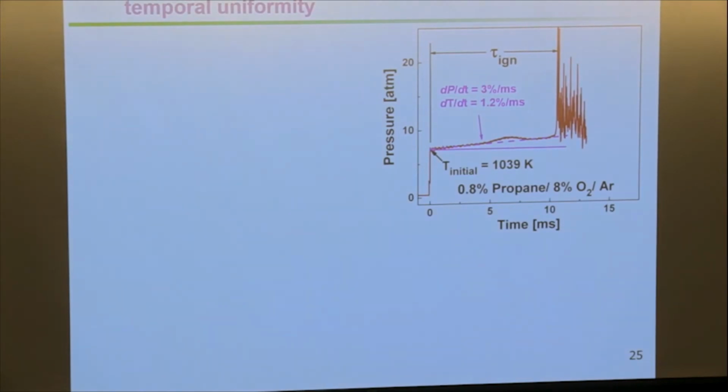Now, there's another problem. How many people know about the dP/dt problem? One person. Okay, so in an ideal world, the conditions behind the reflected shock wave would be adiabatic, and the pressure and temperature would stay constant. Temperature might change due to the chemical reaction, but the pressure would stay constant. But in reality, pressure typically goes up.